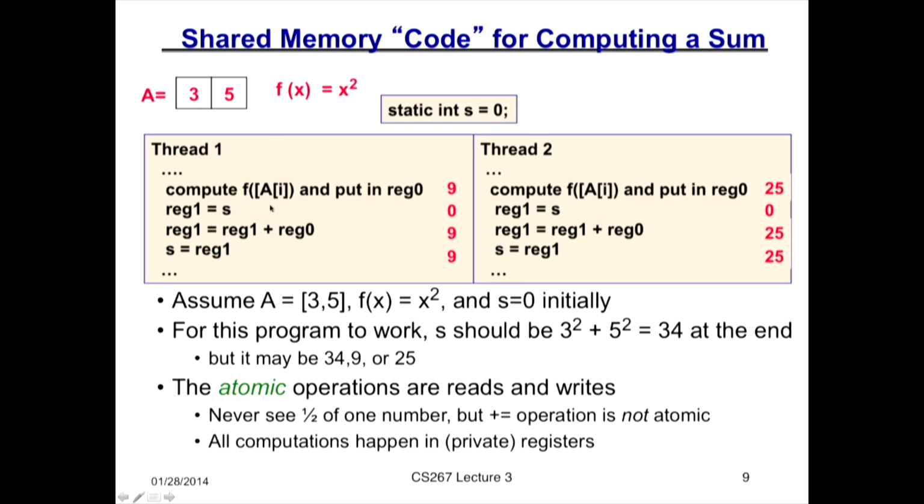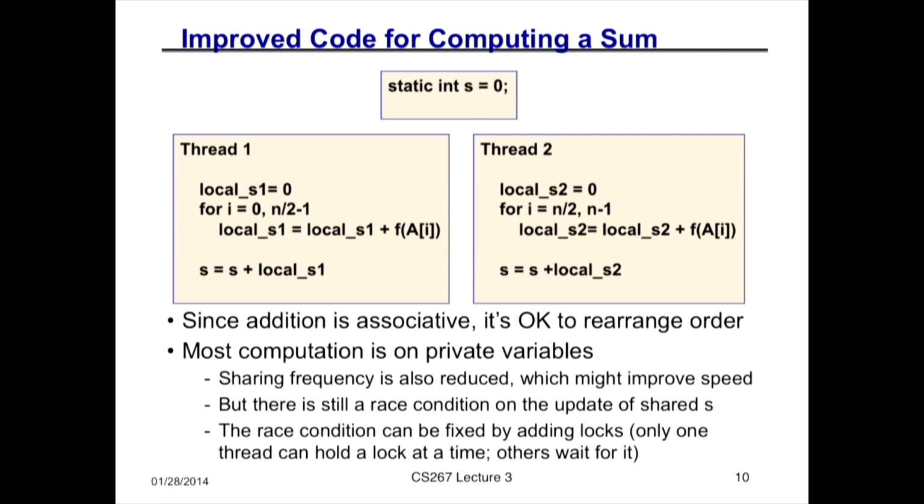But this, something plus equals, so that's s equals s plus something, that's not atomic, because it breaks down into all these different lines of assembly language. And so this is why these things can go wrong. So let's try to fix it. And so here is one attempt to fix it. Let's see if it does it.